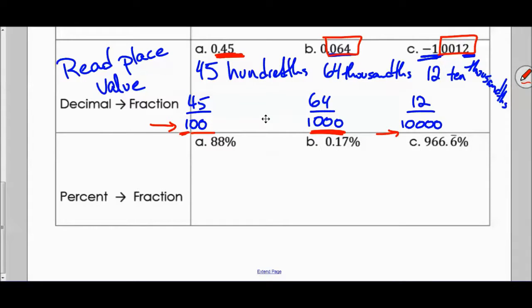All right, so there's those two ways that we can do this. We can read the place value and really just write exactly what we say. 45 hundredths is 45 out of 100. Or we can look at the number of decimal places and that equals the number of zeros.